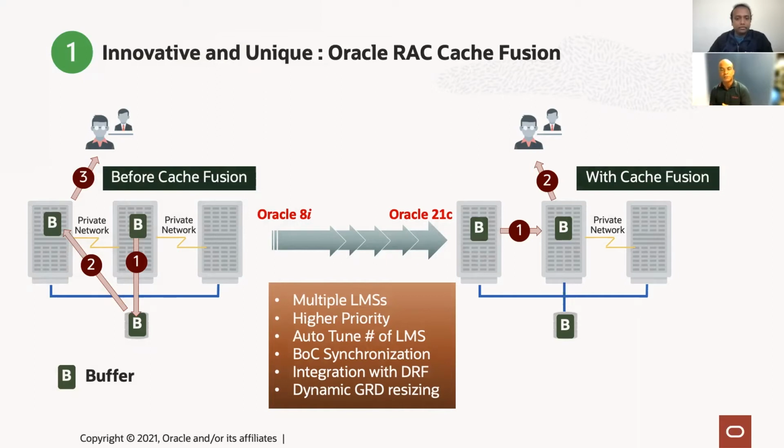Also, Cache Fusion is implemented by the LMS process. We have increased the number of LMS processes. We have increased the priority of that. We auto-tune the number based on certain conditions. So we do all this, and this is one of the reasons why we are able to scale workloads without requiring any changes to them.